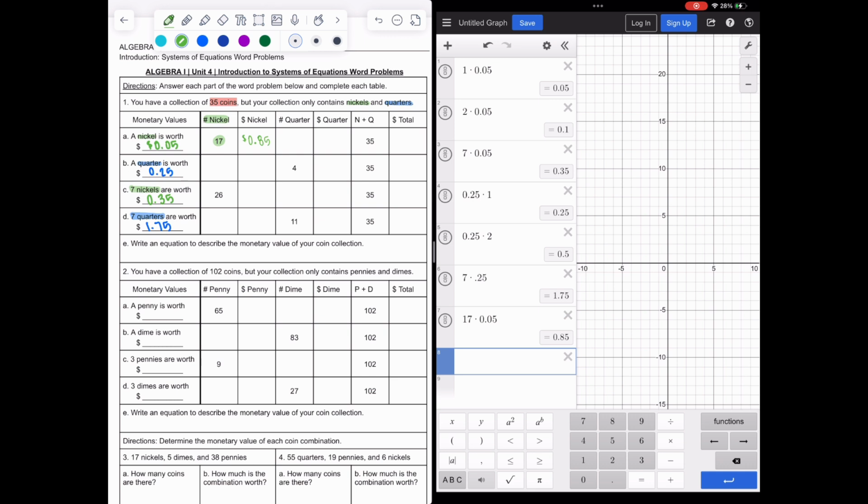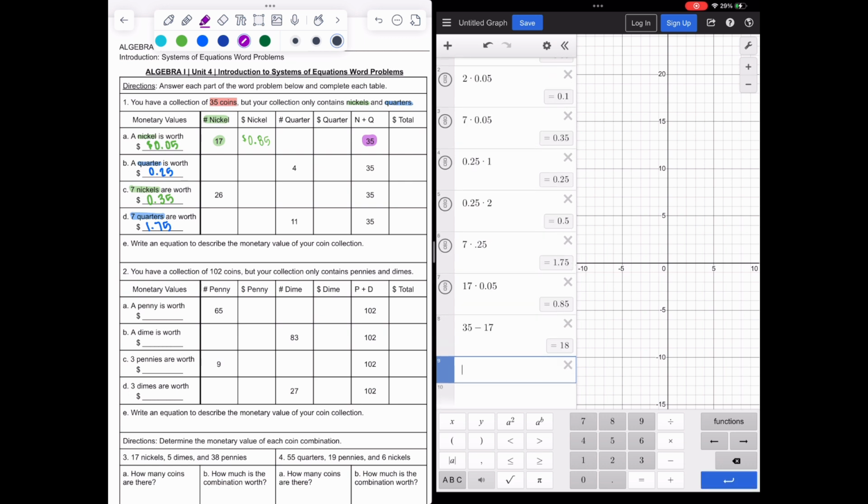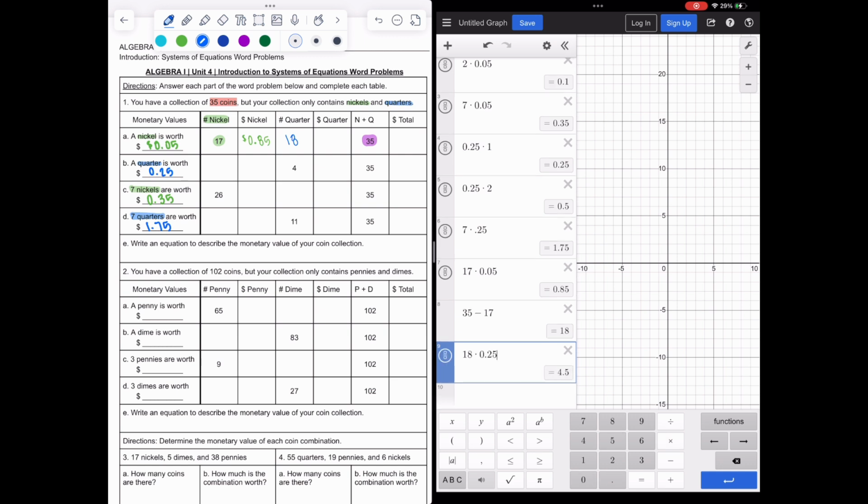This is helpful because I need to add the monetary value of both the nickels and the quarters together, so it's easiest to just start with the monetary value of the coin that I was given. I know that my collection is going to have 35 coins in it. If I know 17 of those were nickels, then if I do 35 minus 17, I have 18. That means that in this collection of 35 coins, there are 17 nickels and 18 quarters. I know that each quarter is worth 25 cents, so the monetary value of 18 quarters is $4.50.